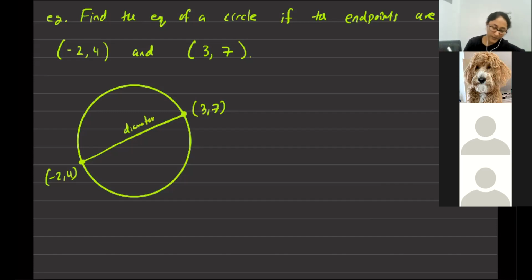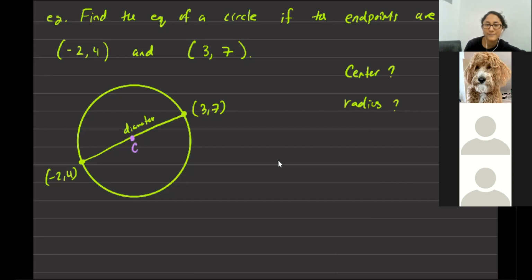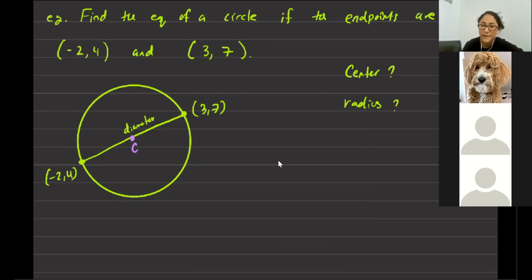Okay, so if you want the equation of a circle, you need to find the center and you need to find the radius. And from there, we can fill in the equation of the circle. Now, how do we find the center? Who can tell us? This is the center. What do you guys think? Matthew? We have to find the distance between the 2 points and then divide that by 2.